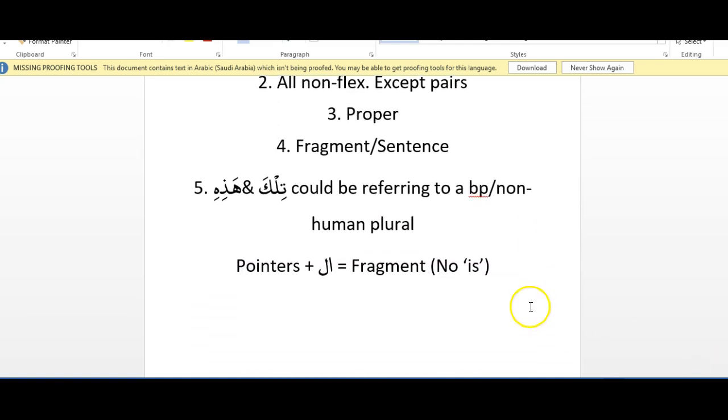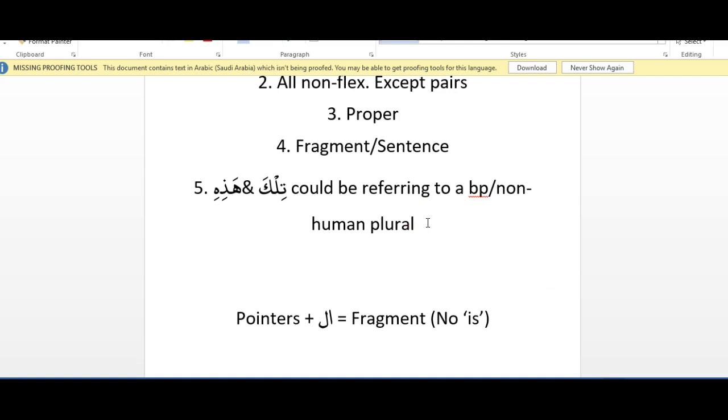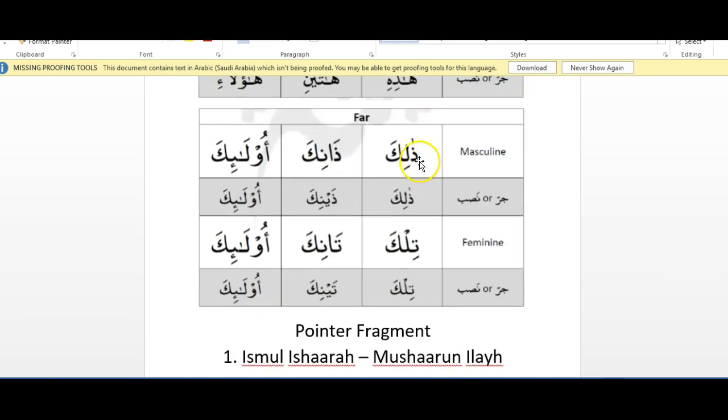The third juz of the Quran, Allah says, tilka ar-rusul. We have the word tilka, which is a pointer. Immediately it's followed by an alif lam. So here we have a pointer fragment. Pointer plus al is a fragment, and no is in between. So what does tilka mean? If you look back at the list, tilka on its own, we would say the translation is that. Tilka means that. That's the singular feminine version of that. If you have a look, dhalika is that, which is singular. Tilka is also that, but referring to something which is feminine.